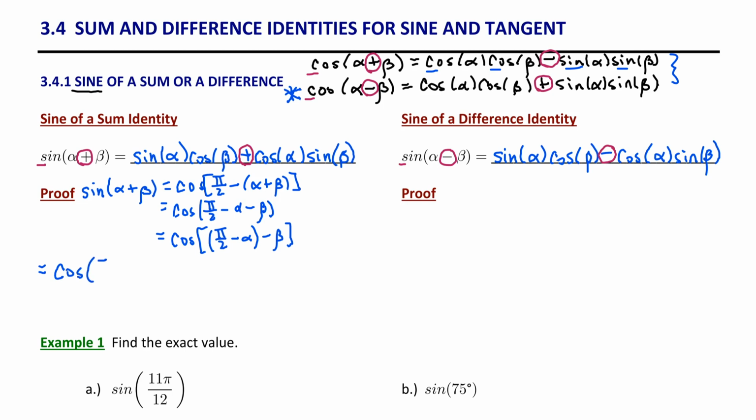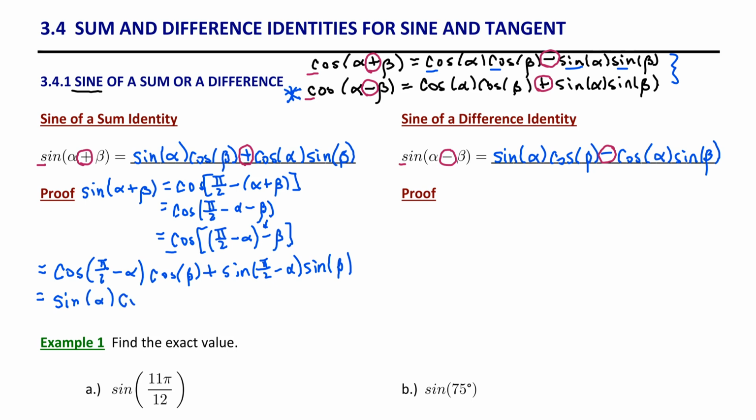So we'll expand this as cosine of the first angle, pi over 2 minus alpha, times cosine of the second angle beta. And remember, in the cosine of a difference, we're going to change the sign to plus sine of the first angle, pi over 2 minus alpha, times sine of the second angle beta. Then you can spot our cofunction identities. Notice the first factor, cosine of pi over 2 minus alpha, that's equivalent to sine of alpha.